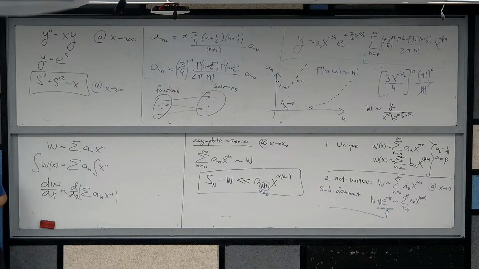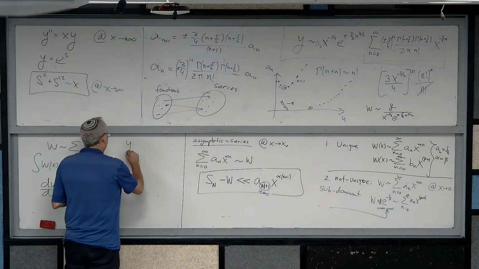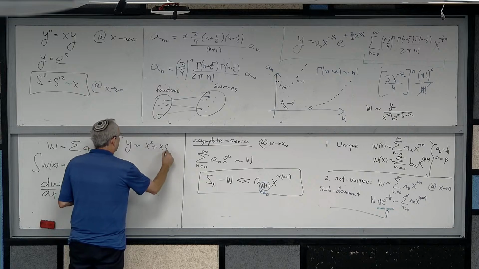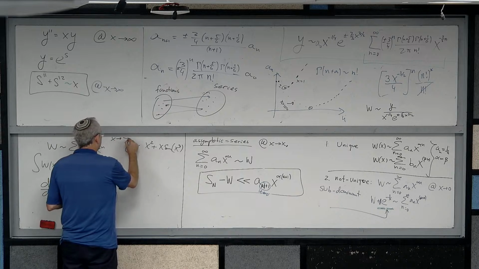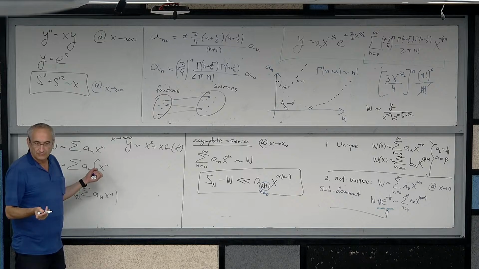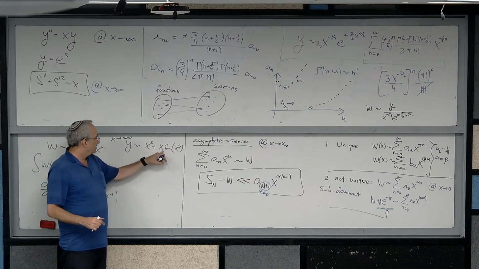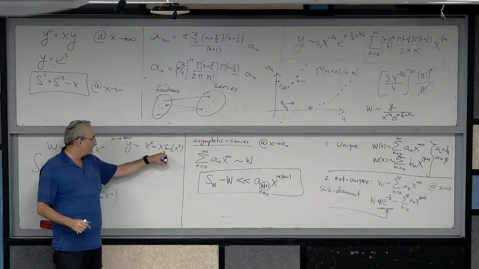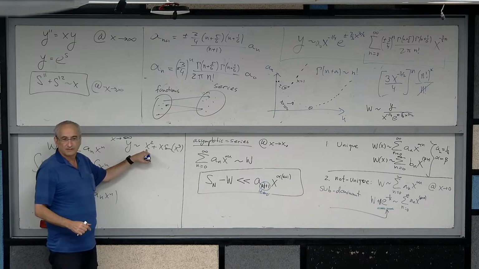Now the general answer is no. Why not? For example, let's assume that y is asymptotic to x squared plus x sine x cubed as x goes to infinity. Right? Clearly, because this term is x times something between minus 1 and 1, okay, then the x squared is a dominant term.